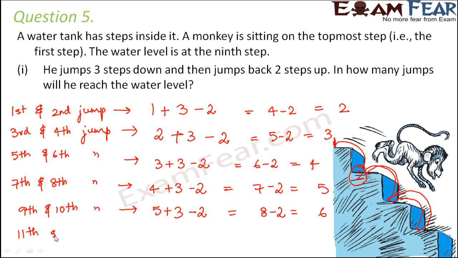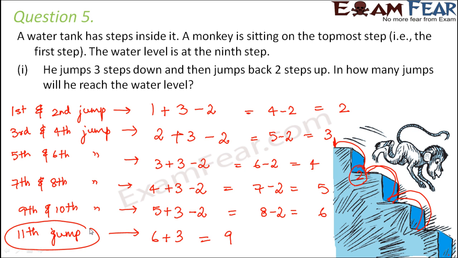Now what happens after the 11th jump? Why am I not considering the 11th and 12th? You will understand now. After the 11th jump, he would be at 6 plus 3. So now we do not do minus 2, because 6 plus 3 means he has reached the 9th step. Once he has reached the water level, the monkey wants to drink water, so it will not go back 2 steps, right? Once it has reached the 9th step, it is there. It has reached the water level. So we understand that basically after 11 jumps, the monkey is able to reach the water level.